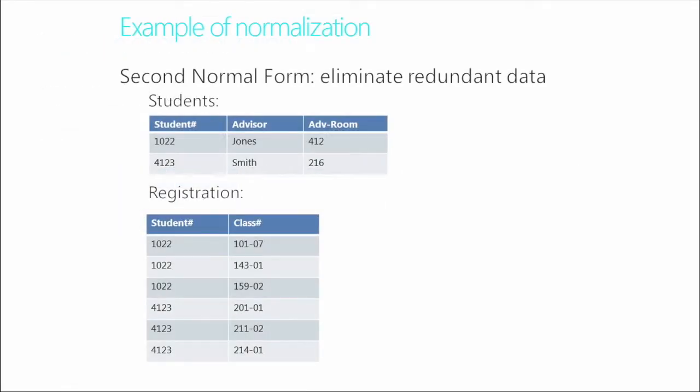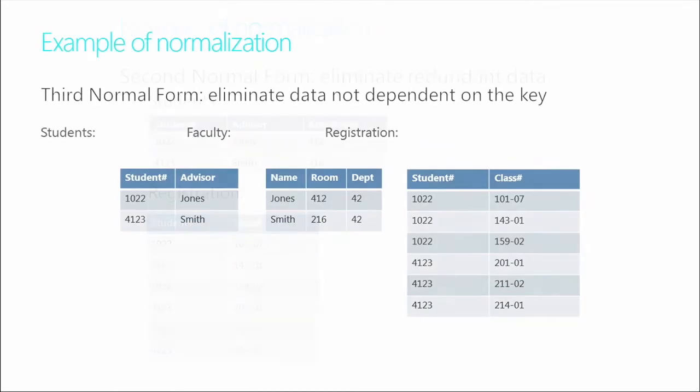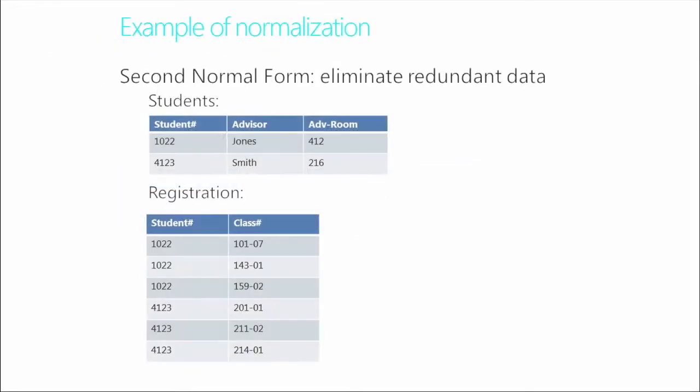We're going to see here that in the student we have 1022, with the class number, but we have multiple rows, and you can see the students, that was under registration, excuse me. The students, we have student advisor and advisor's room. So if we go to our third normal form, we've got faculty. We've got student number 1022. Their advisor is Jones. Now remember, if I go back, I'm going to flip back one more time.